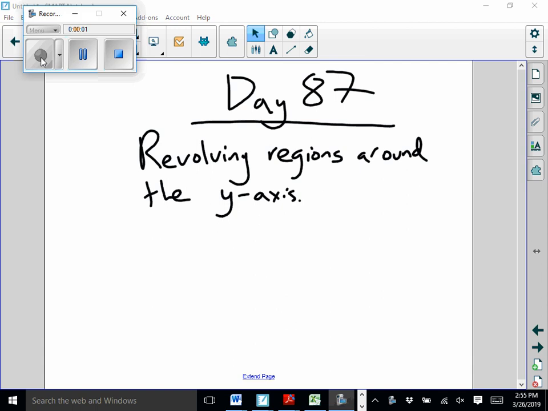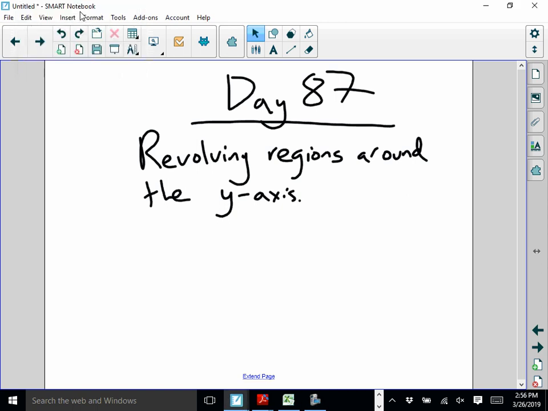We're back with day 87. Today we're working on revolving regions around the y-axis. So this should come somewhat naturally to you after revolving around the x-axis, but there are a couple of key changes that need to be made to adjust for it.